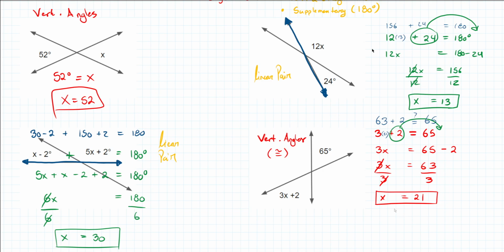All right, folks. That's vertical angles and linear pairs applied to our 8th grade standards. Vertical angles, you just set them equal to each other and solve for x. Linear pairs, you set them equal to 180 and solve for x.